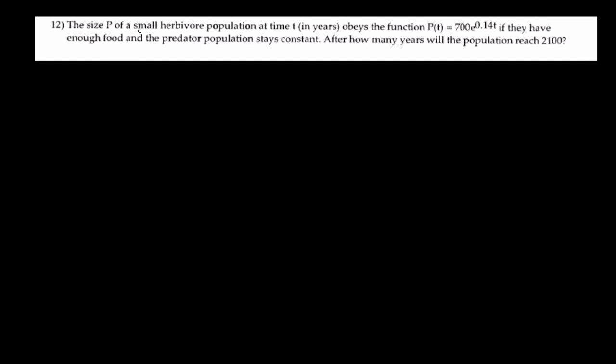The size P of a small herbivore population at time t in years obeys the function P of t equals 700 e to the power 0.14 t if they have enough food and the predator population stays constant. After how many years will the population reach 2100?